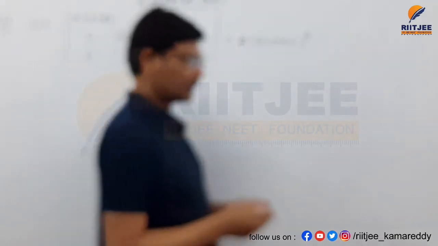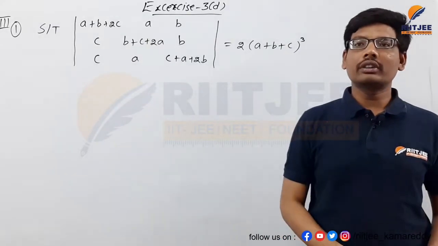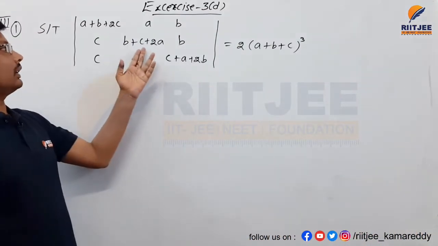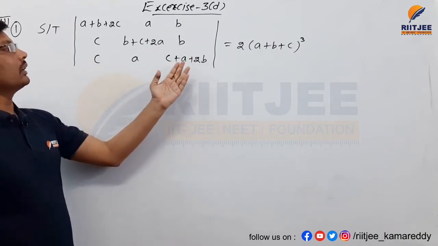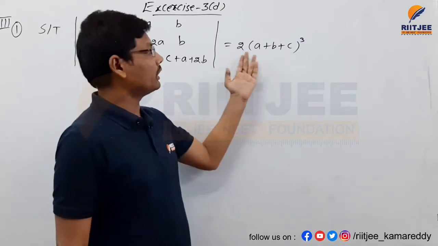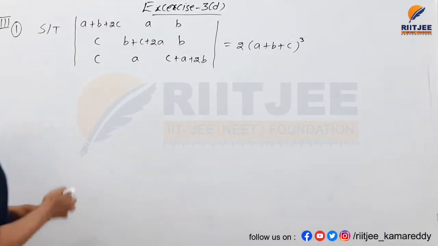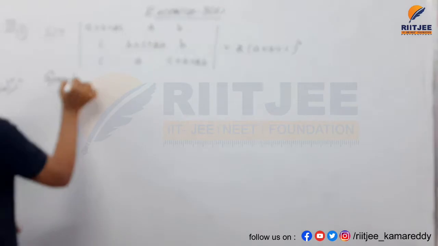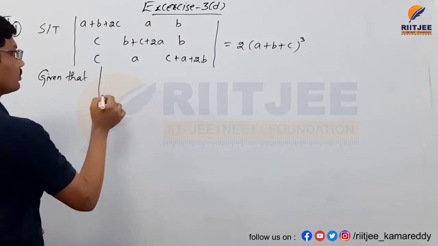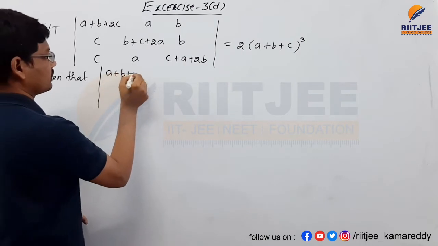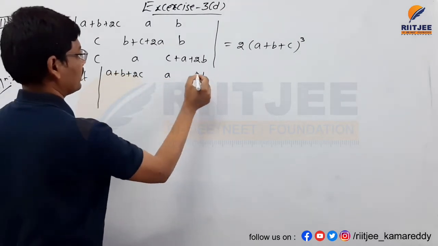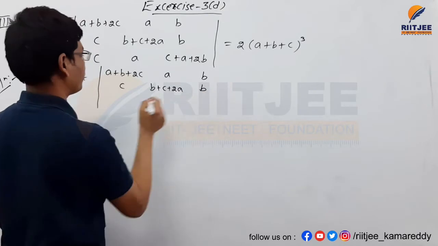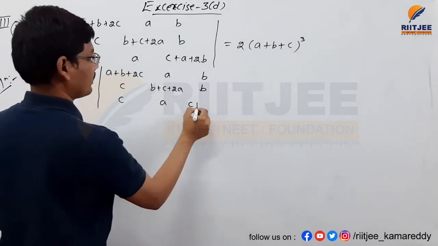Here he is asking to show that the modulus of the 3 by 3 determinant with rows a plus b plus 2c, a, b; c, b plus c plus 2a, b; c, a, c plus a plus 2b is equal to 2 into (a plus b plus c) whole to the power of 3, and the solution for this one is: given that, the determinant with these rows.